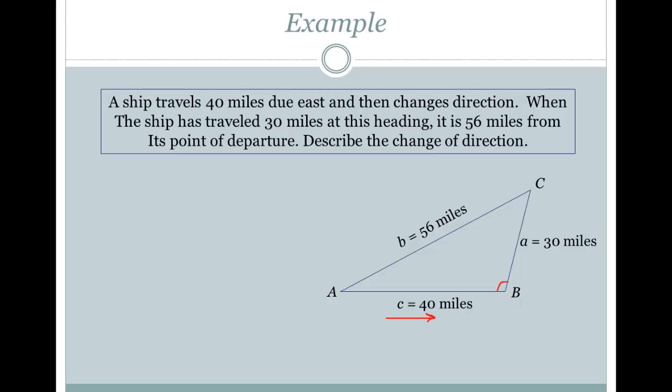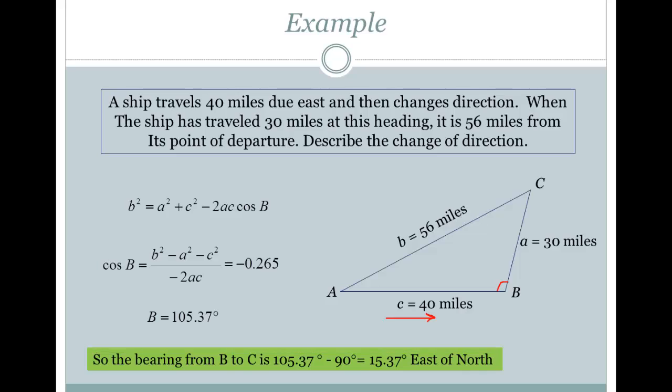So again, that's the law of cosines. I set it up like that, and now I solve this for cosine of B by bringing these other terms to the other side. We've done this before. We plug in, we get negative 0.265, take the inverse cosine, and we get 105.37 degrees. And so that basically means that our bearing changed 15.37 degrees east of north.